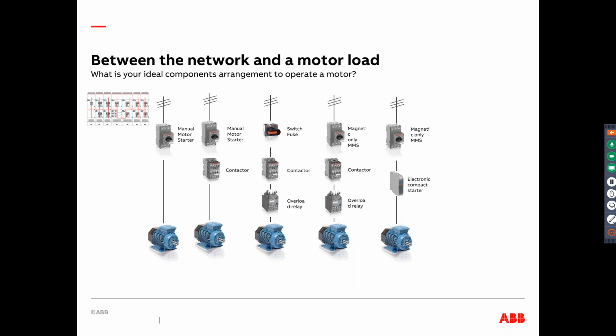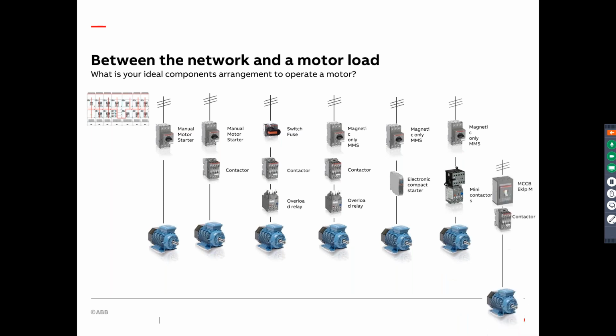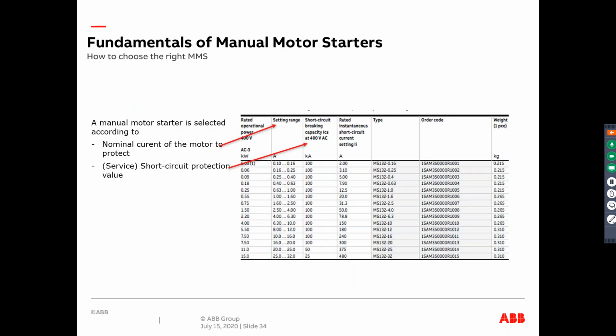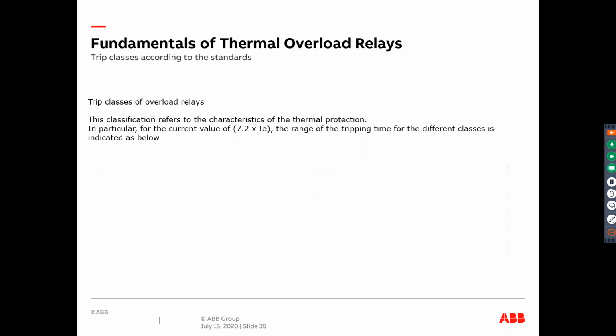You can use an electronic compact starter, which can not only do DOL but also star-delta and reverse starting in the same size. But you need short circuit protection as well, because the electronic compact starter can do only overload. You can have a configuration with mini contactors as well. And finally, we can have a contactor with an MCCB if the current is above 100 amperes. For a manual motor starter, the selection guide is very easy. You need a current and a short circuit breaking capacity, which you can find in the catalog. Depending on that, you can select it.